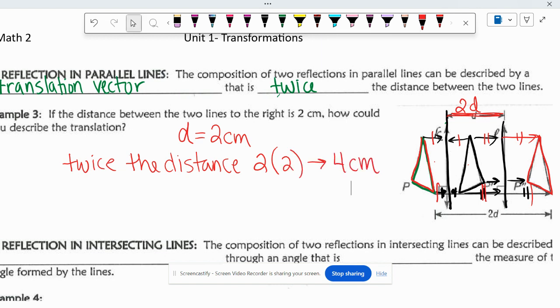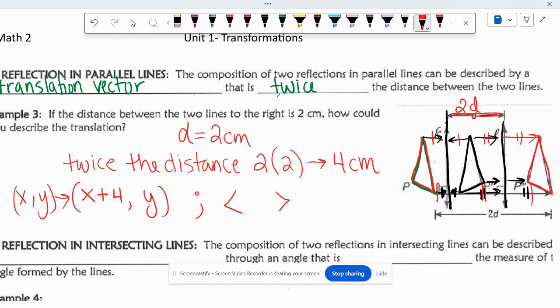4 centimeters. And so if I write a translation vector, notice I'm moving it to the right. I'm just going to move it 4 units. That's how I could write that rule. Okay. I just move it 4 units. If I wanted to write it as a vector, how do I show that I'm going to add 4 to the x and not change the y? How do I show that I'm going to add 4 to the x and not change the y? 4, 0. Okay.